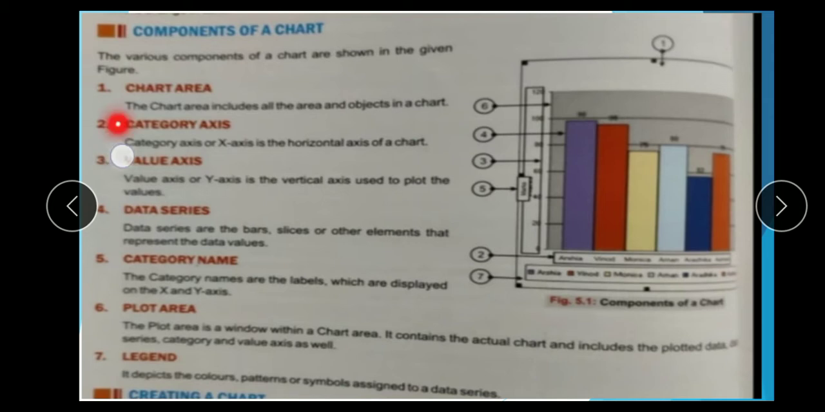Second, category axis. Category axis or x-axis is the horizontal axis of a chart. Means the horizontal axis of a chart is called the category axis. Here horizontal. Third, value axis. Value axis or y-axis is the vertical axis. The vertical axis is used to plot the value. Here the vertical axis.